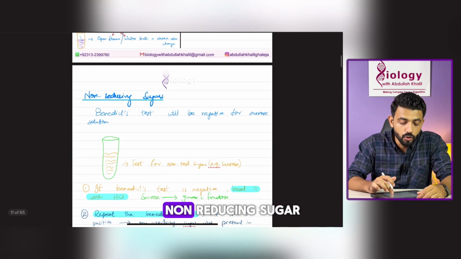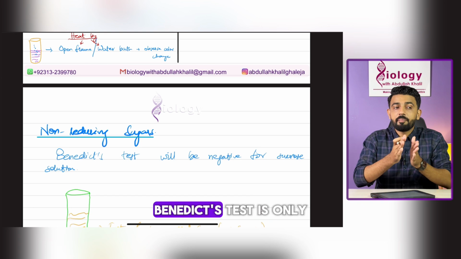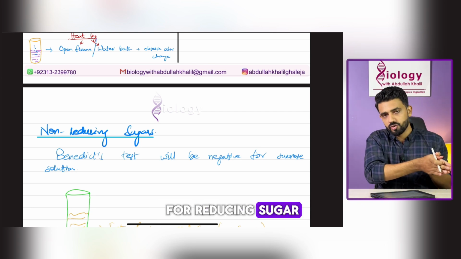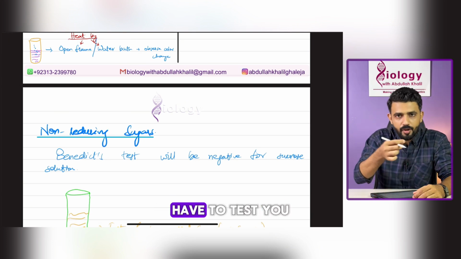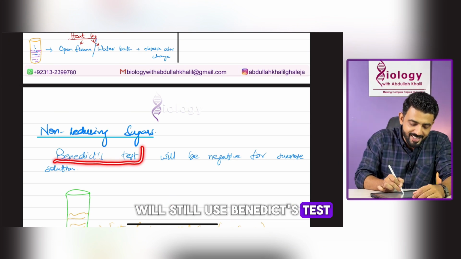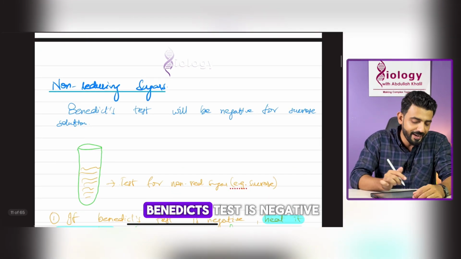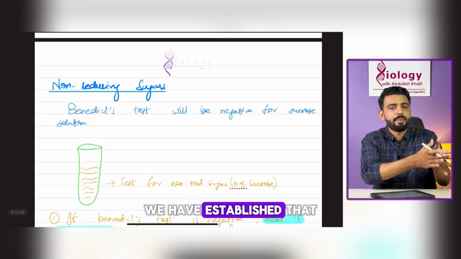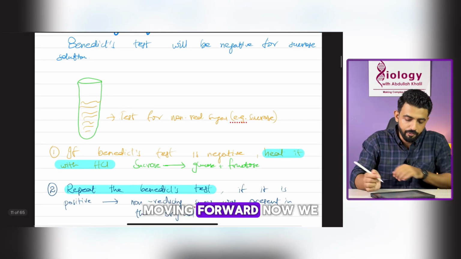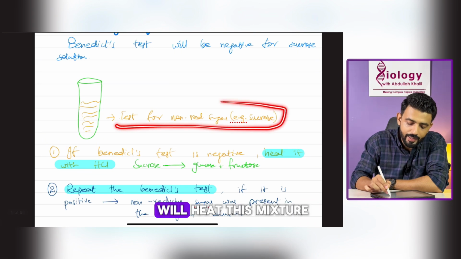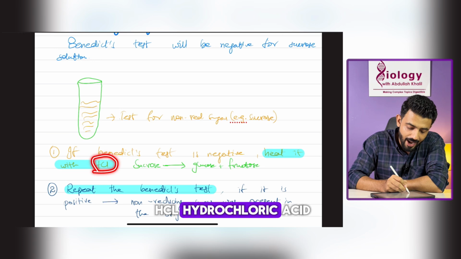Now moving on to non-reducing sugar. You know that Benedict's test is only for reducing sugars, not for non-reducing sugar. If you have a sample of non-reducing sugar that you have to test, you will still use Benedict's test to confirm that there is no reducing sugar present at least. Once the Benedict's test is negative, we have established that there is at least no reducing sugar present here. Moving forward, now we will heat this mixture, the given sample, with HCl, hydrochloric acid.